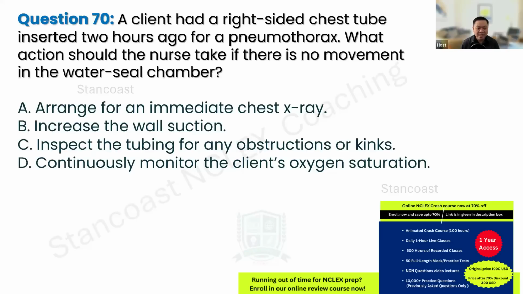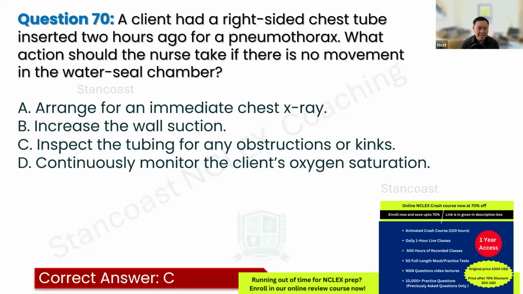Inspect the tubing for any obstructions or kinks. And D. Continuously monitor the client's oxygen saturation. Your answer this time should be letter C. Inspect the tubing for any obstructions or kinks, because after 2 hours, the lack of fluctuation in the water sealed chamber may indicate that an obstruction in the tubing has occurred. It could be that there's been maybe clotting, and you should inspect the tubing for any kinks or blockages.